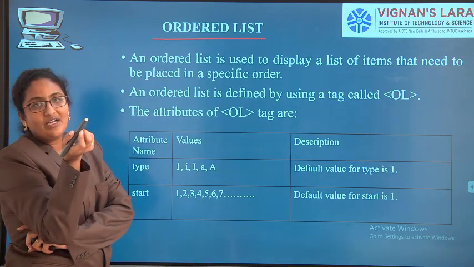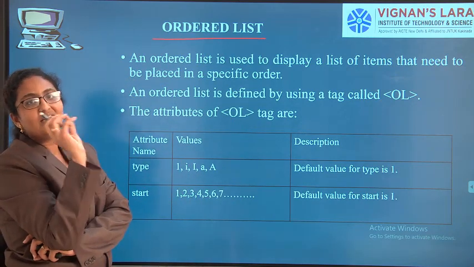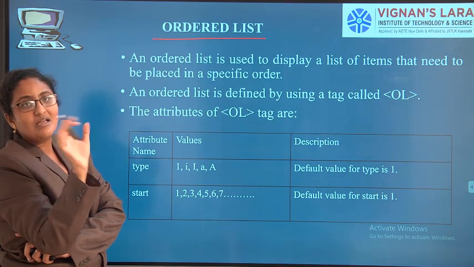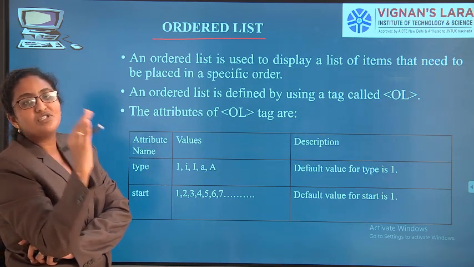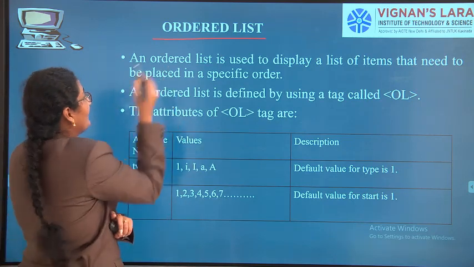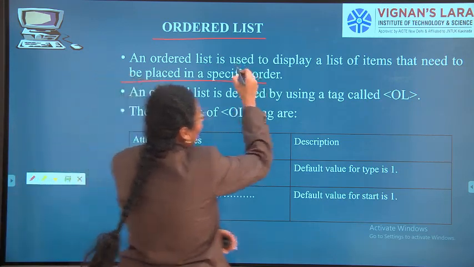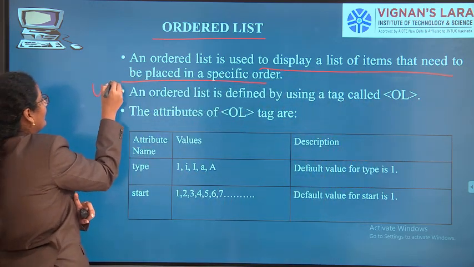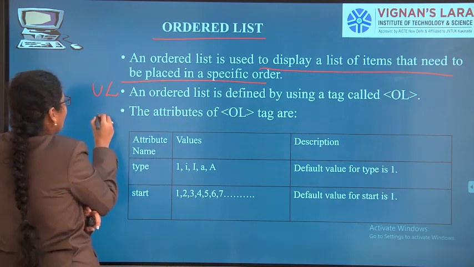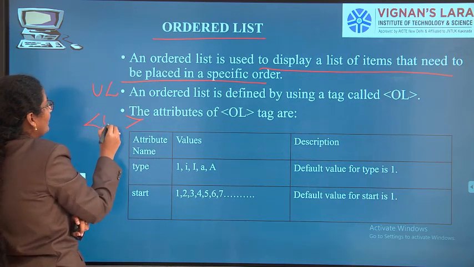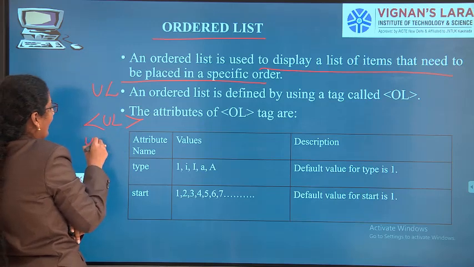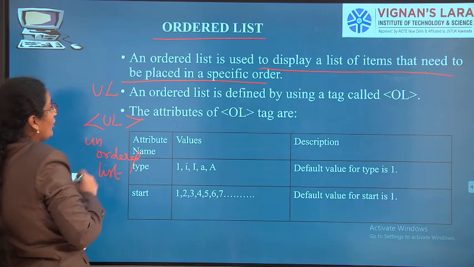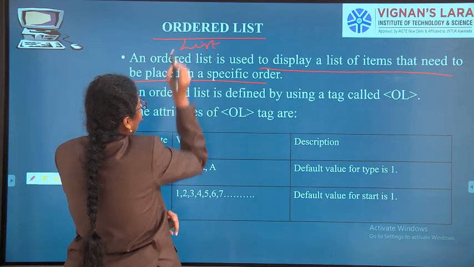What is the definition of a list? Any list is a collection of related elements. So unordered list is nothing but a list which does not have a specific order. Ordered list is nothing but elements are placed in a specific order. See, unordered list we will display with UL. Within the angular brackets, if we have UL, it is unordered list.